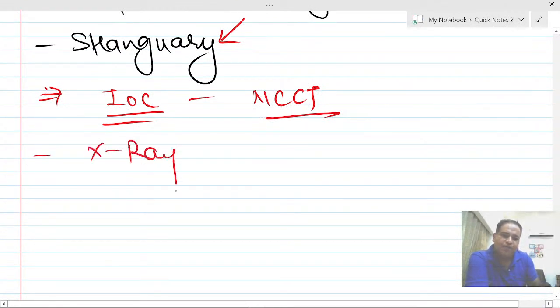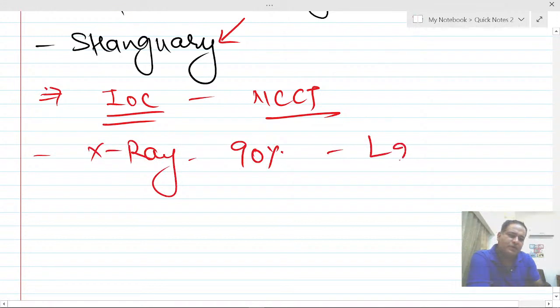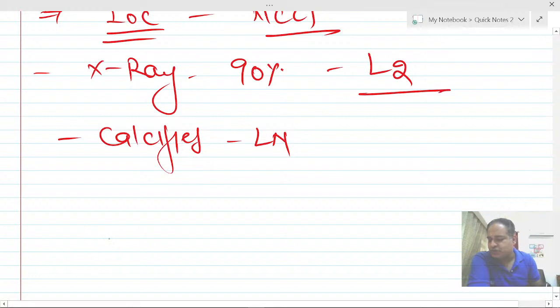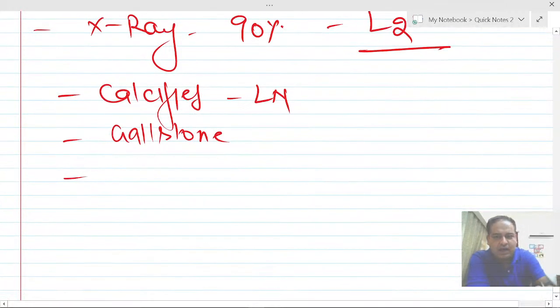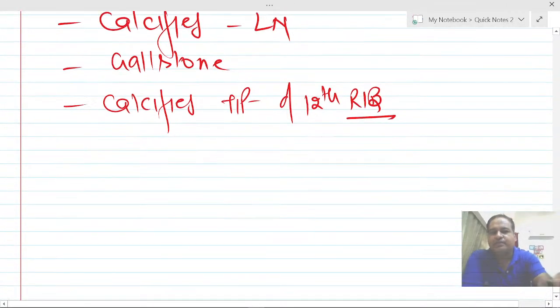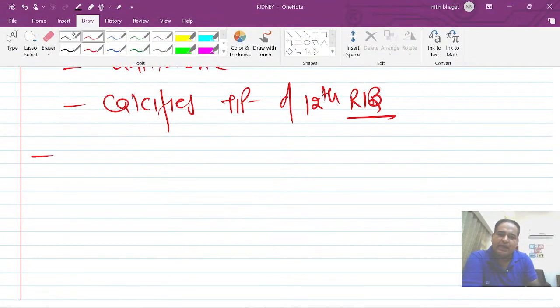If you get the X-ray done, 90% are radio opaque, and they will be seen in front of the second lumbar vertebra. What are the differential diagnoses? Calcified lymph node, an ectopic gallstone. Remember, 10% of gallstones are radio opaque. So the calcified tip of the 12th rib, if there is too much calcification, can also be seen and may mimic a stone.